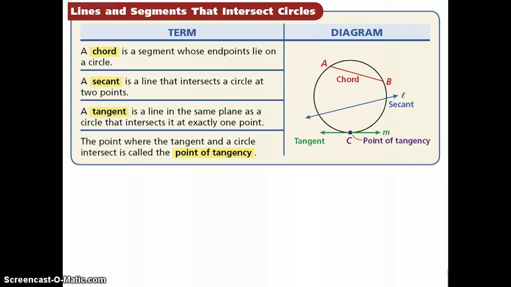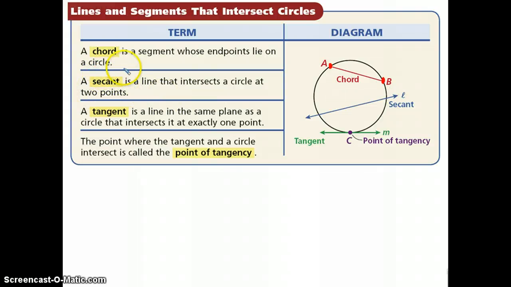A chord, and this is a chord right here. AB is a chord. A chord is a line segment that starts on the edge of the circle, like at point A, and goes to another point on the edge of the circle. So it's a line segment that connects 2 points on the edge of the circle.